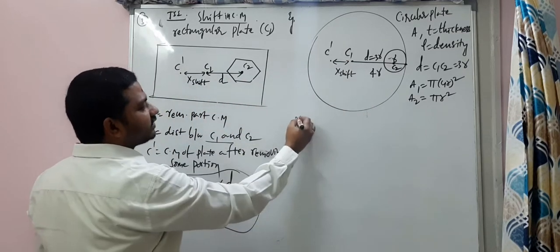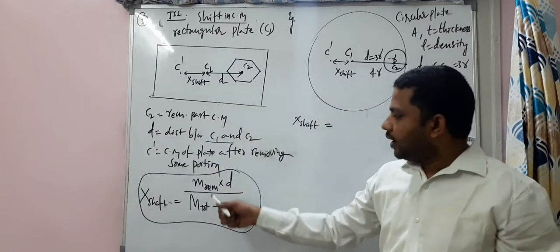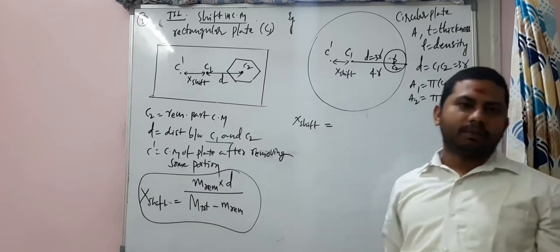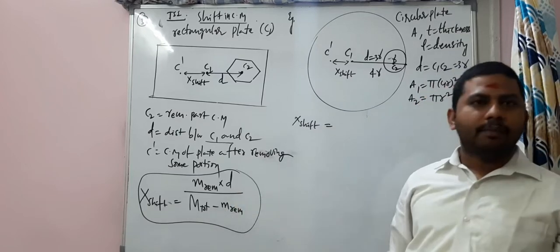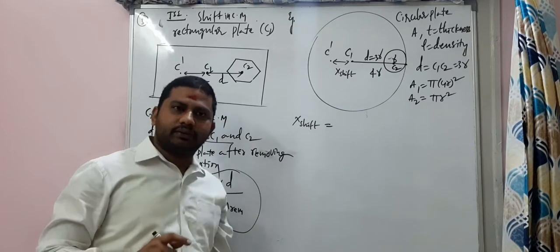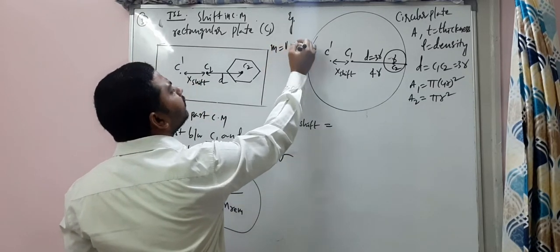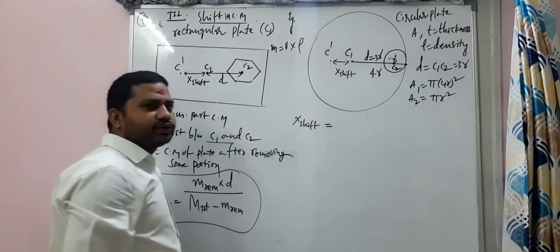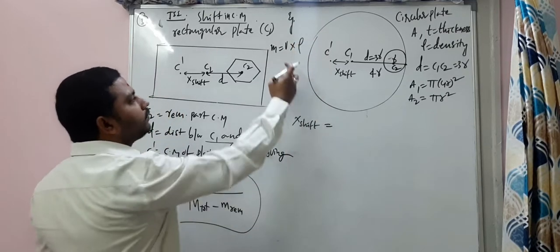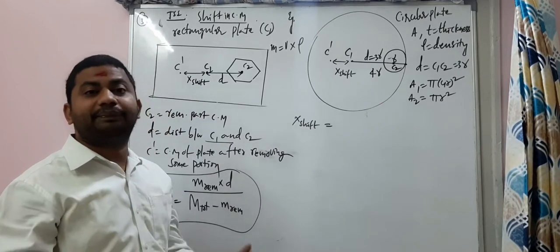What is the formula for x shift? So here it is: mass removed into D. Here mass is not at all mentioned, but the mass we can write in terms of volume into density, my dear students. This volume also will not be there for the circular plate, but I have told you how to find the volume for the plates.